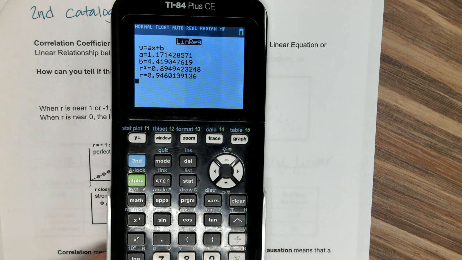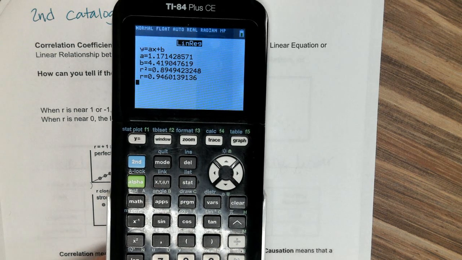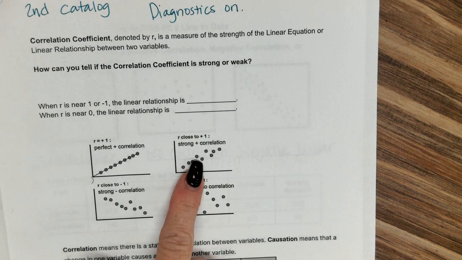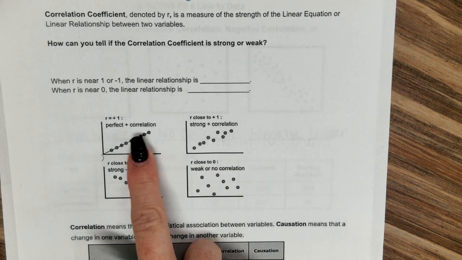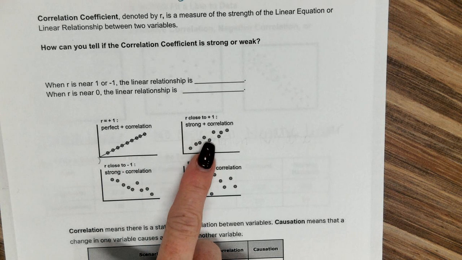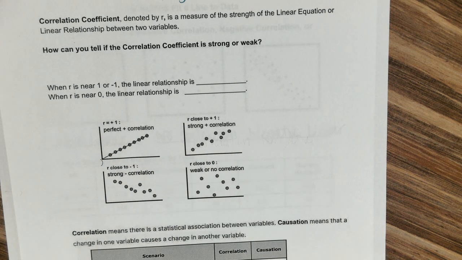Yes? Then it is a strong correlation. If I was to graph it, those dots would be really close together, like this. If you get a perfect 1, it is straight up linear. If it's close to 1, it is strong positive. If it's close to -1, it's strong negative.